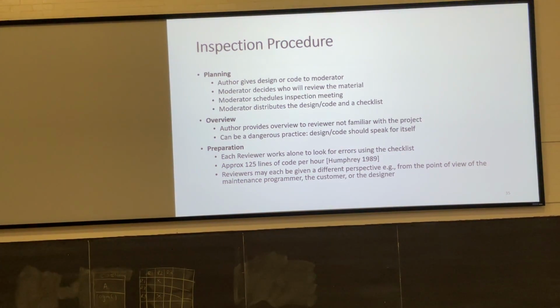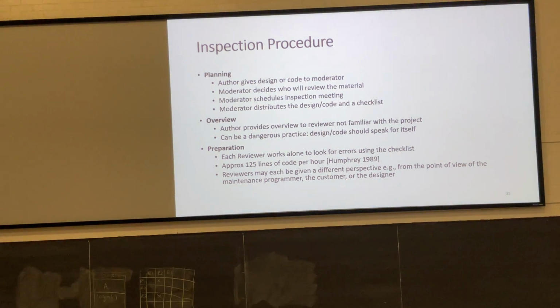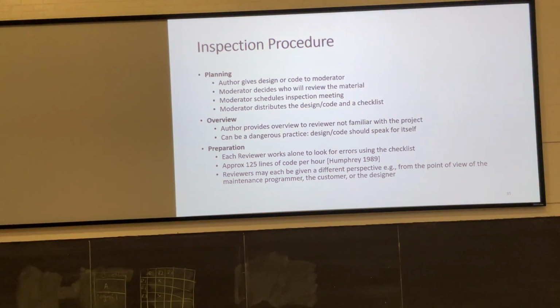So this is a little bit more detail on how the inspection actually works. In the planning phase, the moderator is going to come to see you, the author, to get the design or the code. The moderator is the one who decides who is going to be the reviewers, so they're going to pick a few reviewers. They're going to schedule the meeting, book the meeting room, and distribute whatever needs to be reviewed, and a checklist. Bear with me on that one. I'm going to talk about a checklist probably in the next couple of slides.